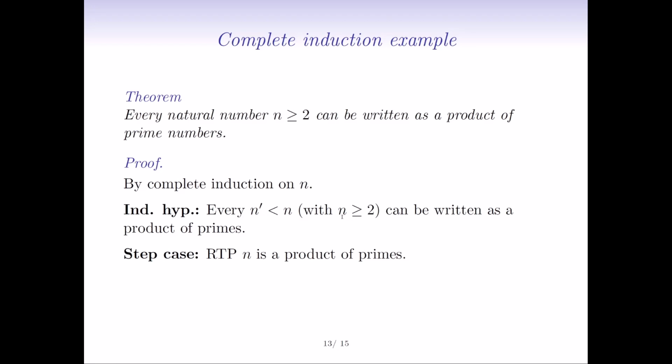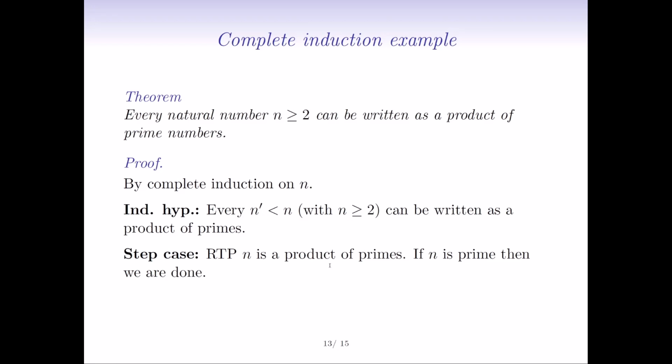Then what we have to show for complete induction is that n itself must then be a product of prime numbers. Well, let's consider two cases. First of all, if n is already a prime number, then it is trivially a product of prime numbers. It's sort of the empty product, the prime number by itself is just a trivial product, and so we're done.